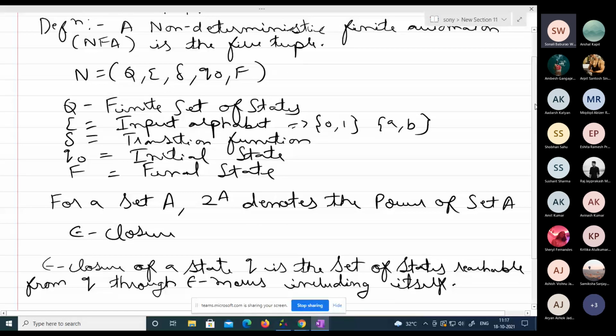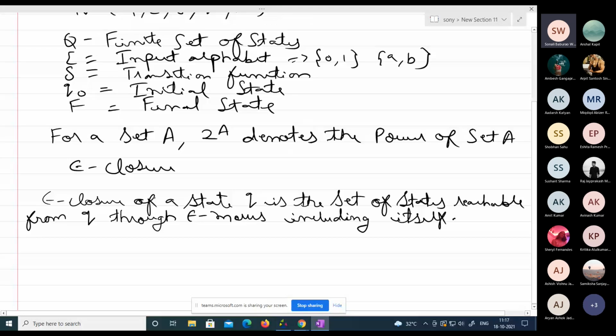So for a set A, 2 raised to A denotes the power set of A, and then we have a very important concept over here which is called the epsilon closure. An epsilon closure of a state q is the set of states reachable from q through epsilon moves, including itself, okay. Now let us take a small example for you to understand this. Last lecture we had also taken one example, but we will take a small example today.